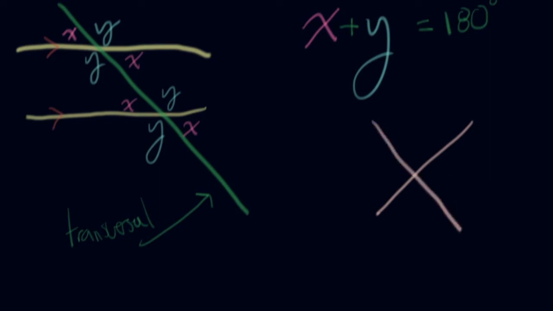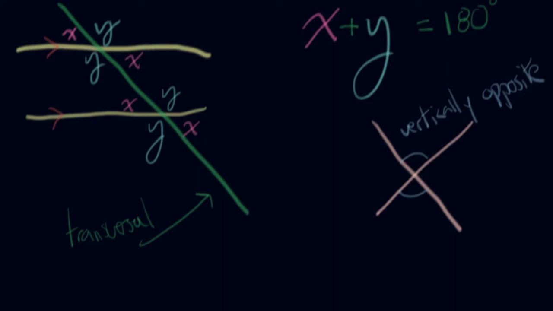Now, some previous knowledge that you have to remember is that when you have two lines that cross, you get something called vertically opposite angles, and vertically opposite angles are always equal. So you have to remember that.